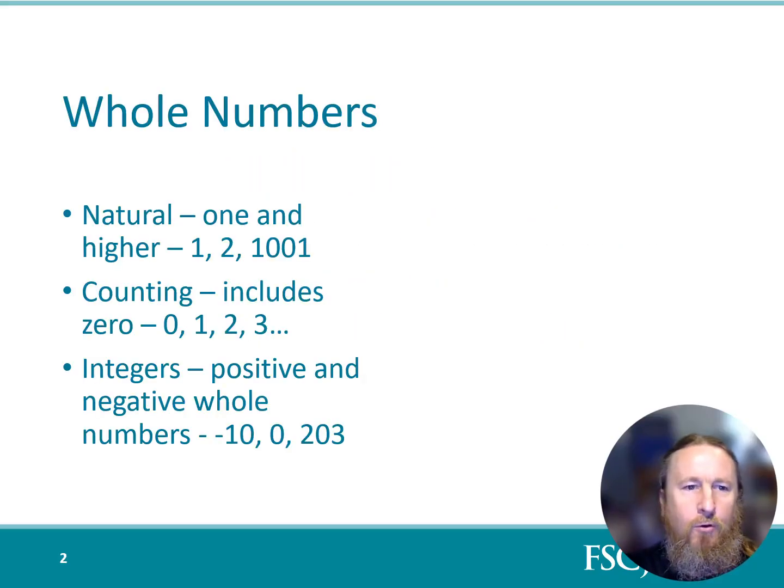First up, whole numbers. In whole numbers, we have natural numbers, which are 1 and higher: 1, 2, 3, 1001, however high you wish to count. The counting numbers are the natural numbers plus 0, so 0, 1, 2, 3, and on.